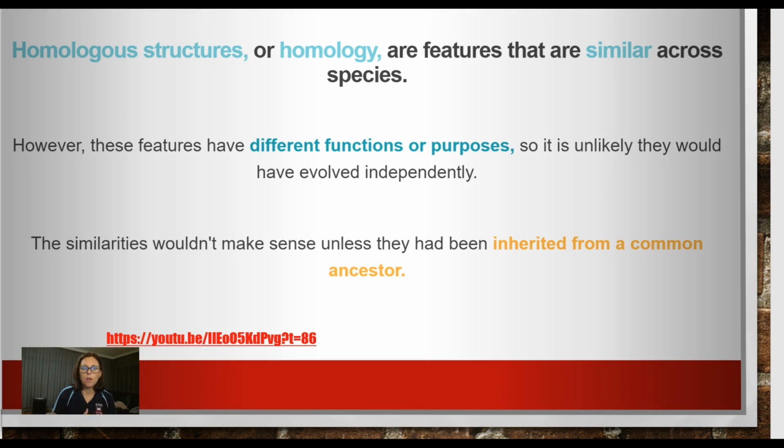So homologous structures are features that are similar across different species. And again, we want to keep driving home, I suppose, that these pieces of evidence suggest that we once had a common ancestor that was similar to all of these organisms, again indicating that evolution once occurred.